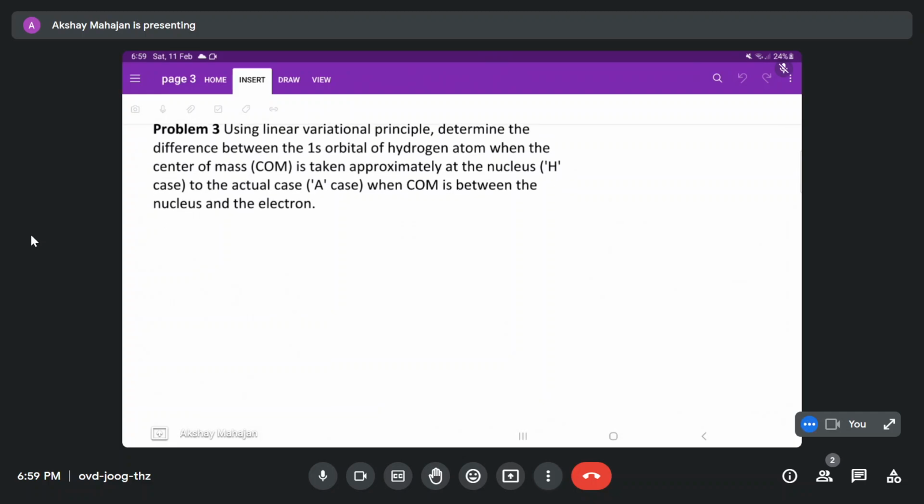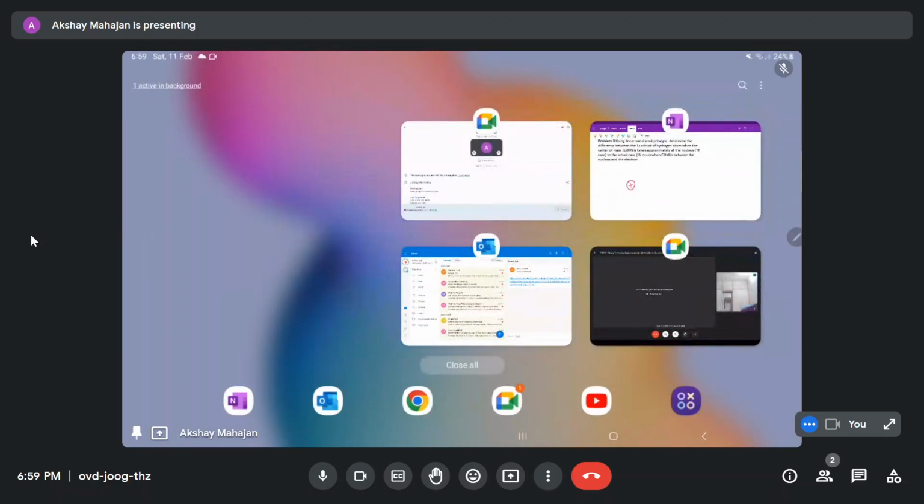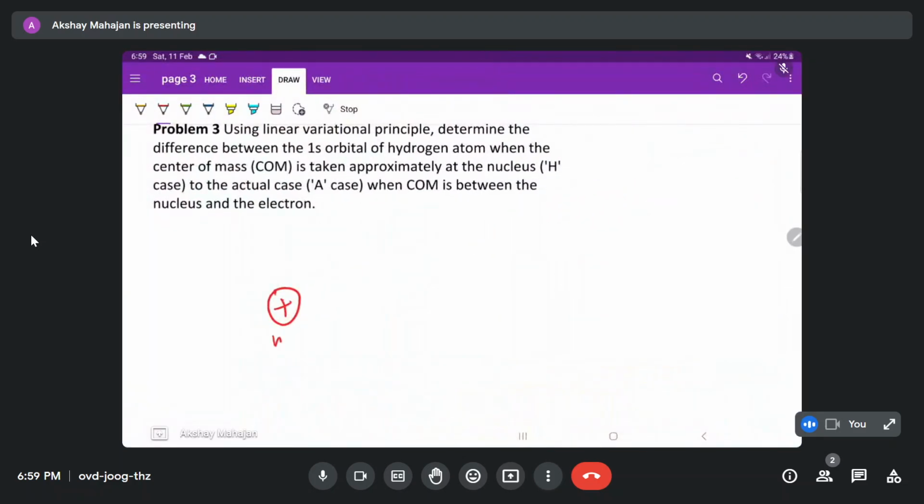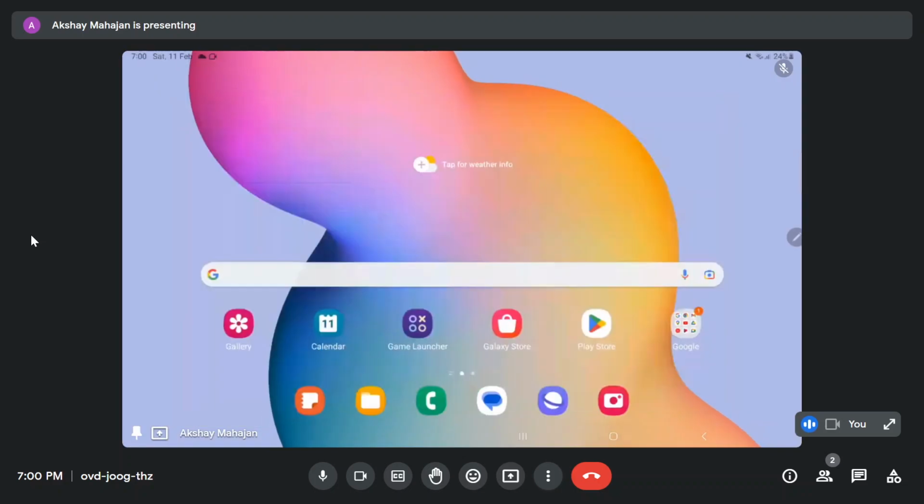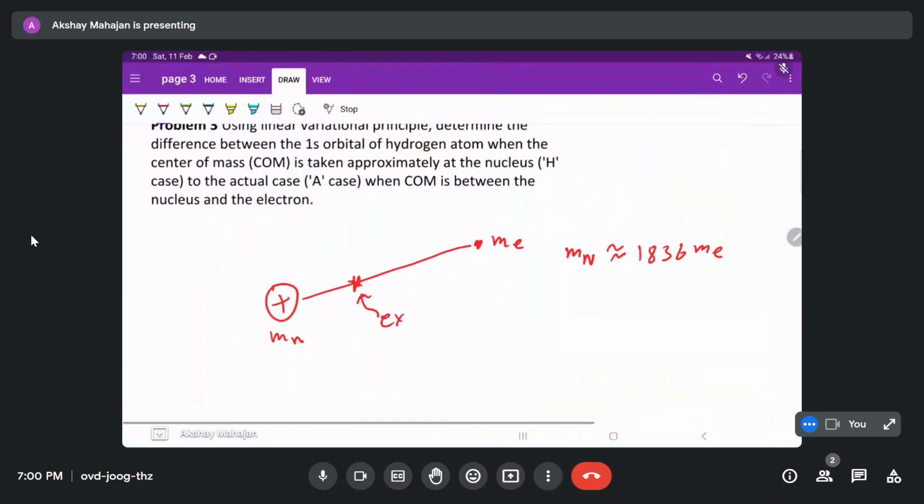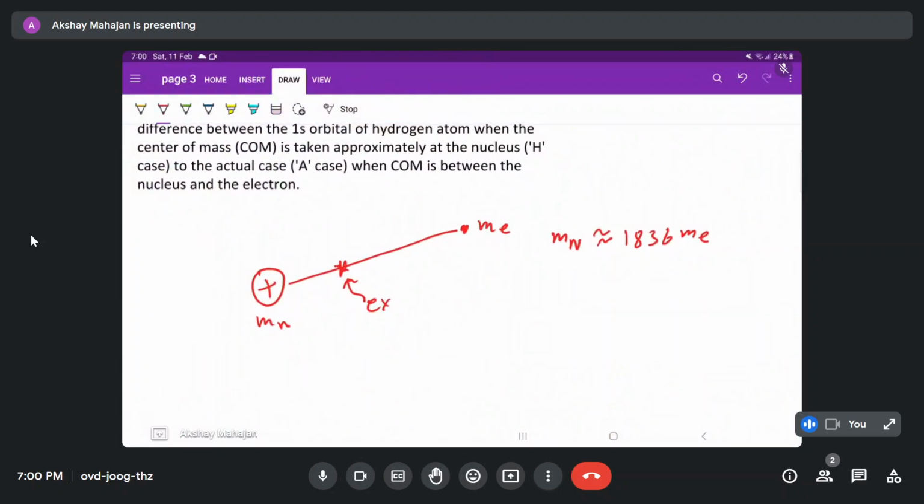nucleus and the electron. So let's say you have your nucleus, this is your Mn, and you have your electron here, this is some Me. Generally the exact center of mass must come somewhere here. But since we know that this Mn is approximately 1836 times Me, it is very high, so we can assume that our center of mass is actually at the core. And that's how for the hydrogen atom we solve our 1s orbitals and all.